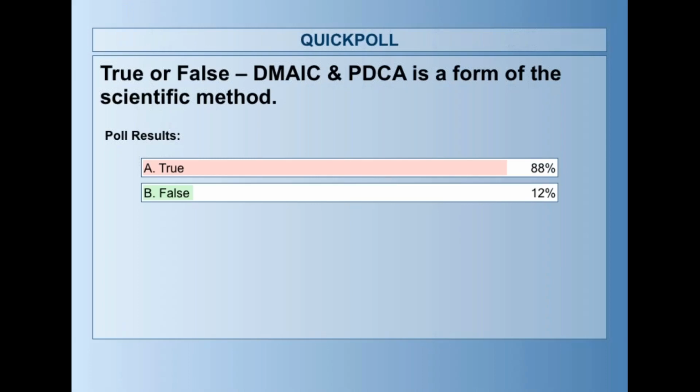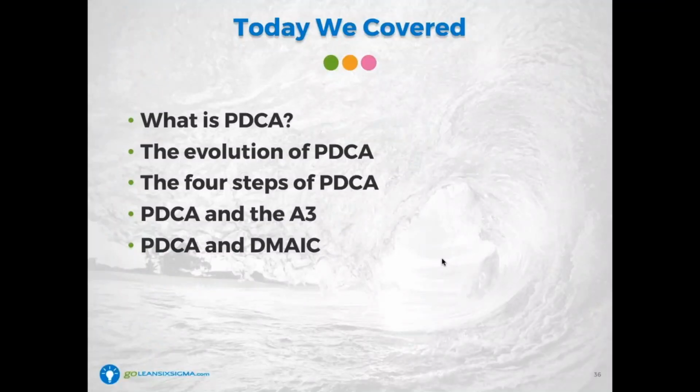All right, so guess what? That brings us to the end of the webinar. What we covered today is what is PDCA, the evolution of it, the 4 steps of it. We talked a little bit about A3s and how that incorporates PDCA. And we did a little bit of comparison on PDCA and DMAIC briefly.